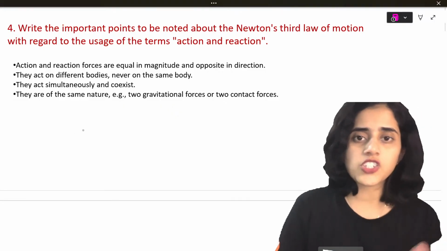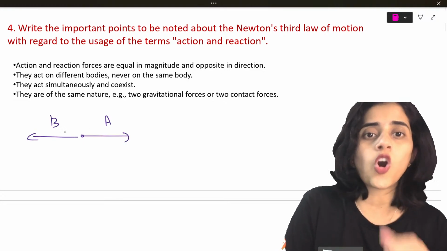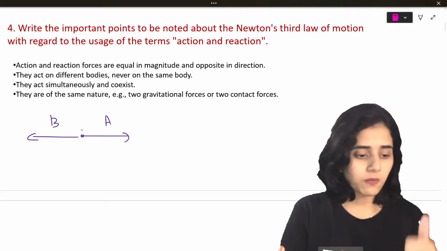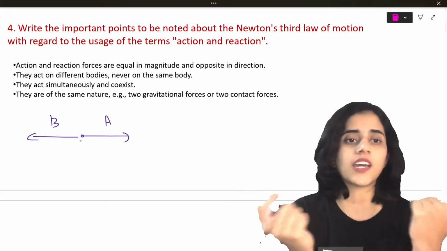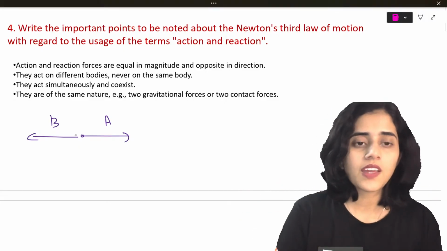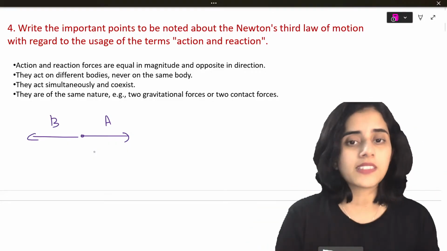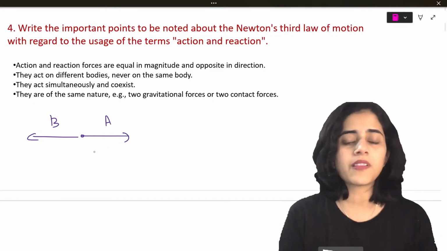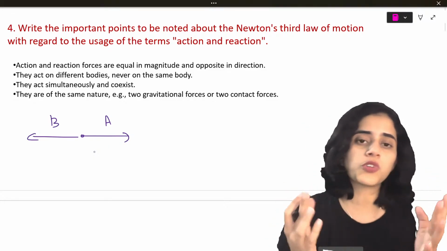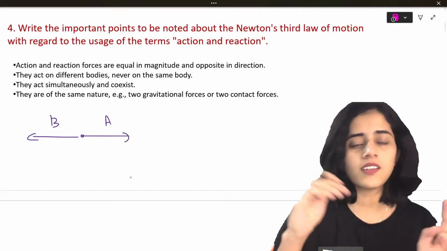Every action has an equal and opposite reaction, which means there's one force in this direction, another force in the opposite direction. So A and B are equal in magnitude, but opposite in direction. They act on two different bodies and they act simultaneously. And they are of the same nature. For example, they could be two contact forces or two gravitational forces. So that is the answer.